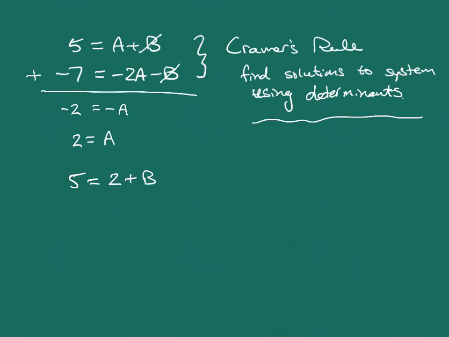So what do I have? 5 is equal to 2 plus B, and so B is going to be 3 at that point. And so when the system is small, it might be easier to just add or subtract the equations together to solve it.